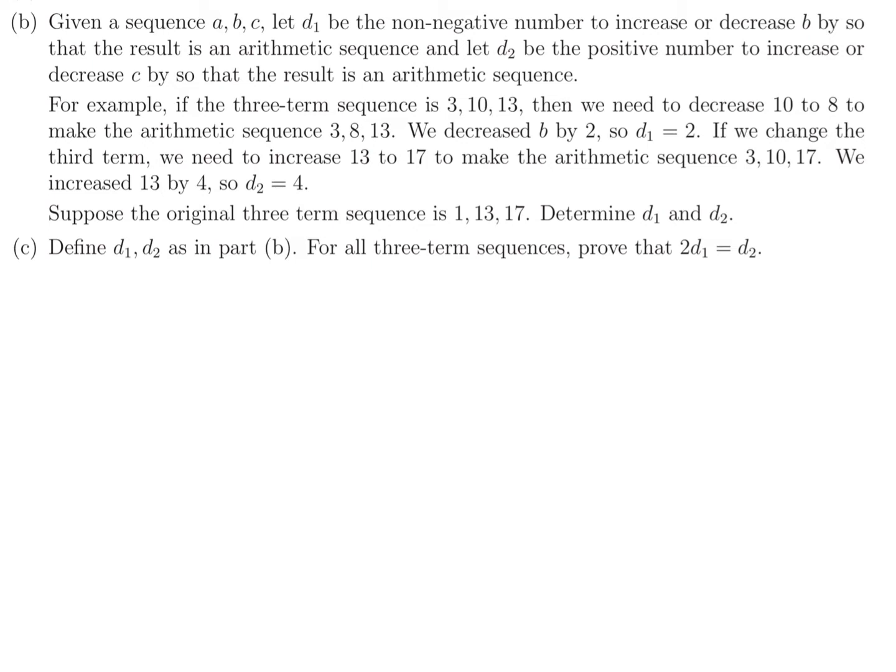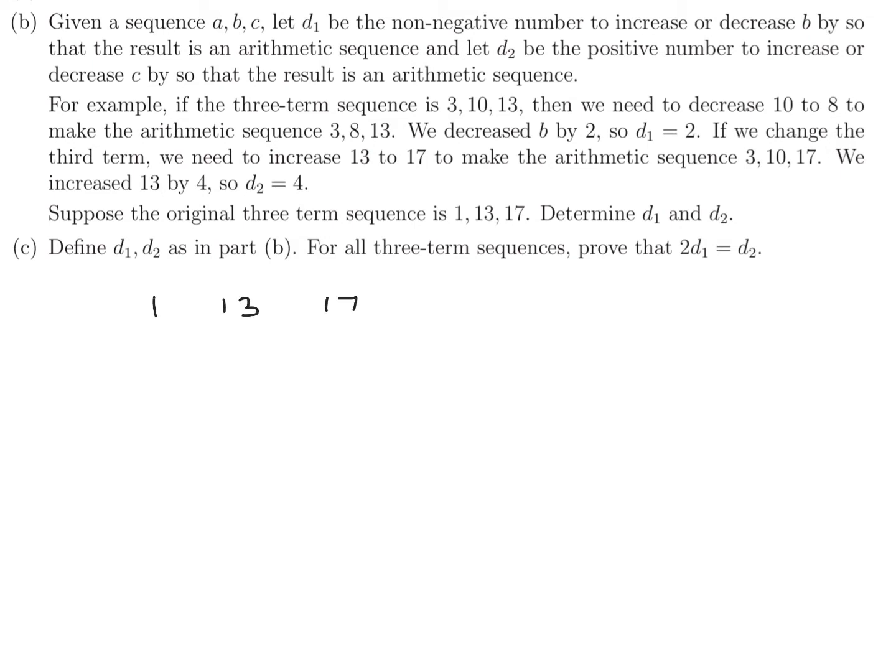We decrease b by 2, so d1 is 2. If we change the third term, we need to increase 13 to 17 to make an arithmetic sequence 3, 10, 17. We increase 13 by 4, so d2 is 4. Suppose the original three-term sequence is 1, 13, 17. Determine d1 and d2.